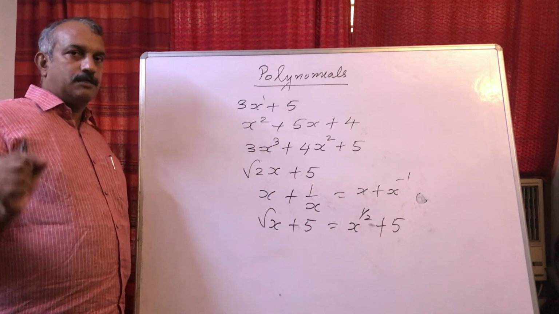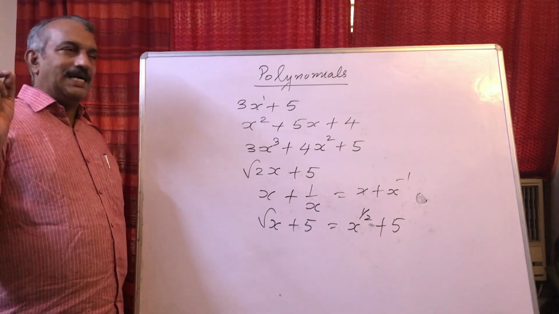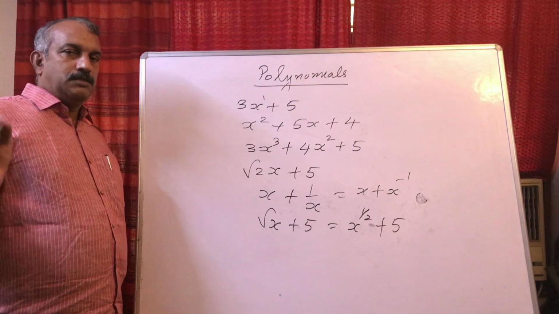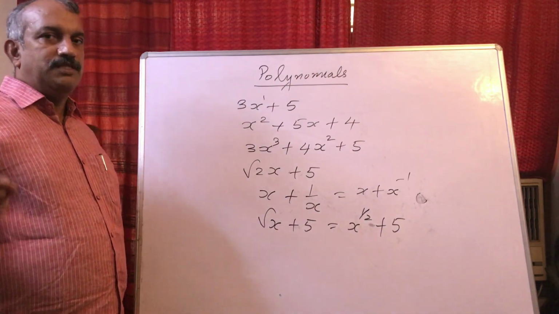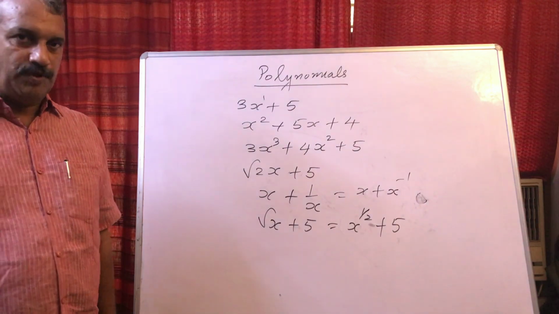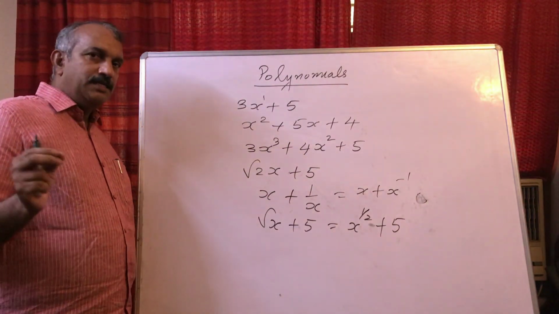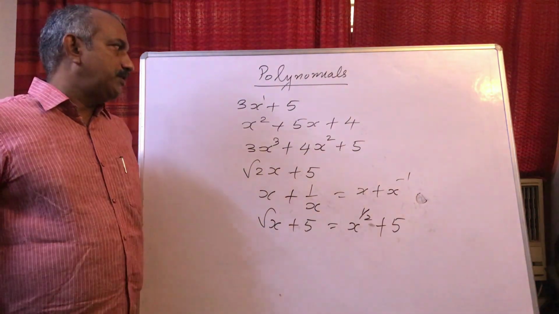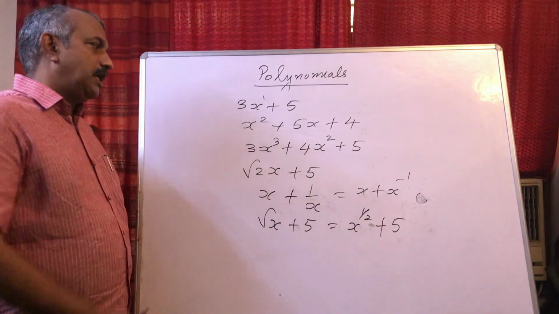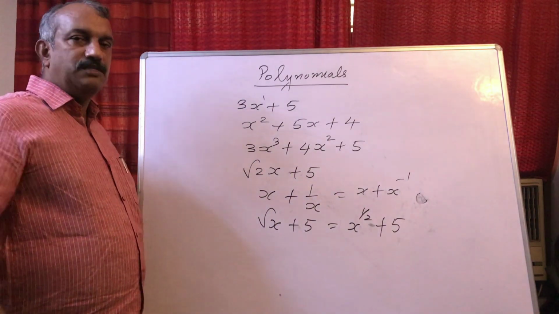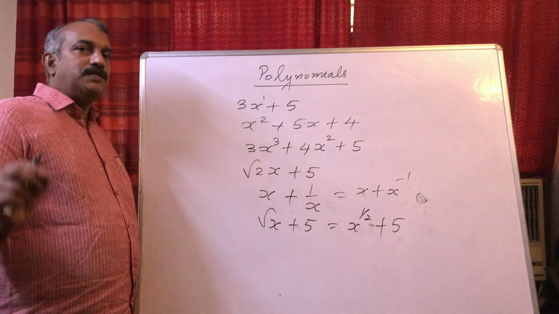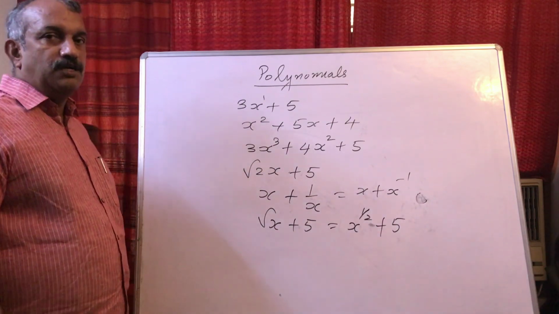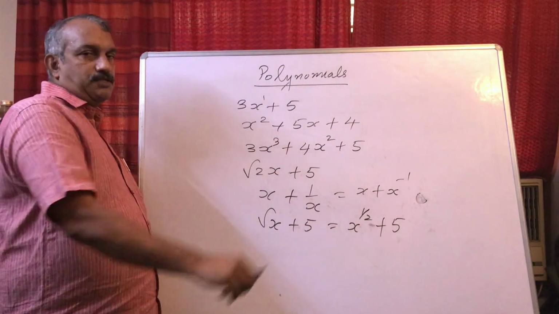Now polynomials with degree 1, 2 and 3 are given special names. Degree 1 is called a linear polynomial, degree 2 a quadratic polynomial and degree 3 a cubic polynomial. First of all, degree is the highest power of the variable, and if the highest power of the variable is 1, it is called a linear polynomial. If the highest power is 2, quadratic polynomial. Highest power is 3, cubic polynomial. There is no special name for polynomials with degree 4, 5, etc. So only degree 1, 2 and 3 are given special names.